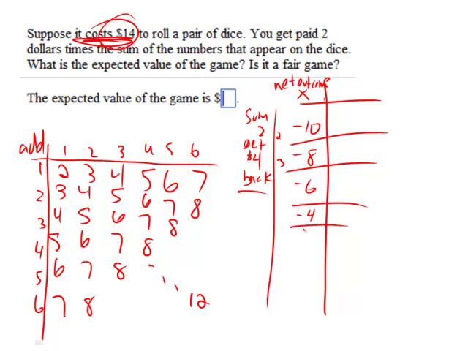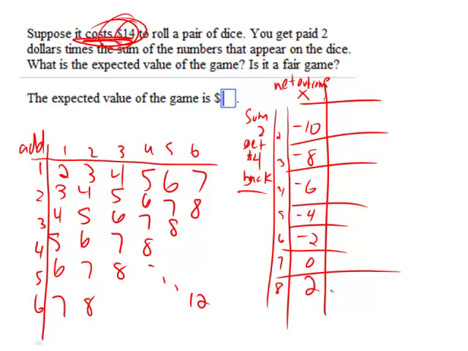You can break even if you roll a 7. If you roll a 7, you'll get $14 back. You'll be breaking even. And then it goes that you start getting money. If you roll an 8, you'll be walking away with $2. Here's the next part of it. I'm running out of room.